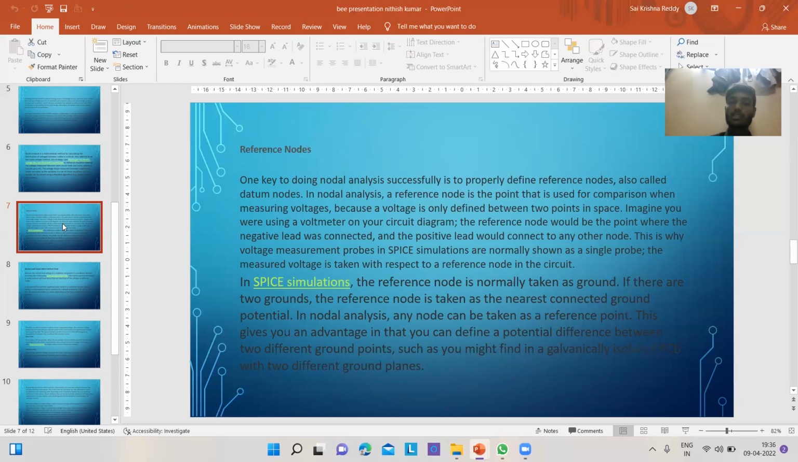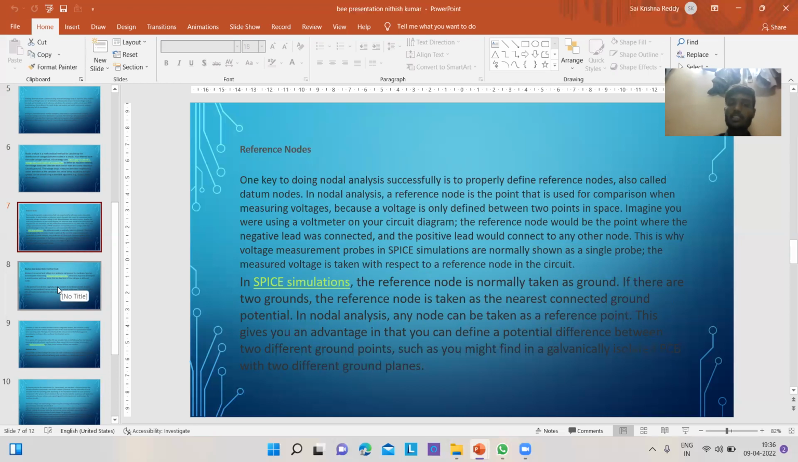Imagine you were using a voltmeter on your circuit diagram. The reference node would be the point where the negative lead was connected, and the positive lead would connect to any other node. This is why voltage measurement probes in SPICE simulations are normally shown as a single probe. The measured voltage is taken with respect to a reference node in the circuit.